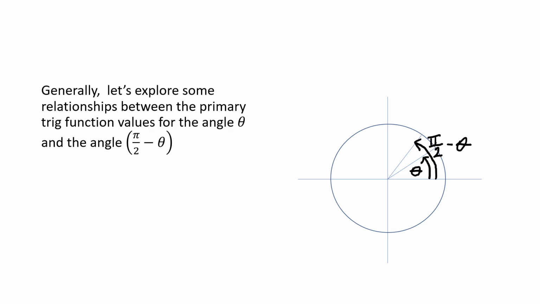So let's look at some more of these things here. Let's look more generally. Imagine that we've got theta indicated by the lower terminal arm and pi over 2 minus theta indicated by the upper terminal arm. Now, of course, if theta is the upper terminal arm and pi over 2 minus theta is the lower terminal arm, all of these relationships will still hold. But for this example, we'll use the diagram that we've drawn.